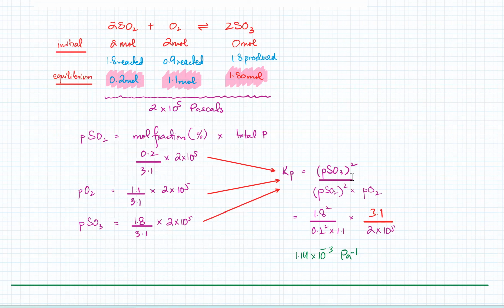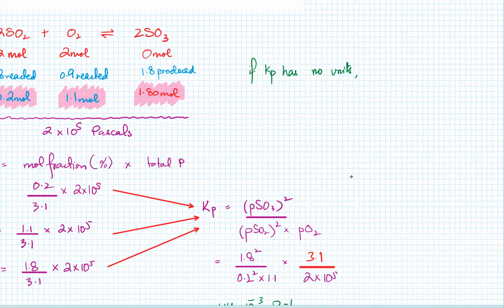So only in this case, if Kp has no units, then there is no need to calculate partial pressure, use moles directly.